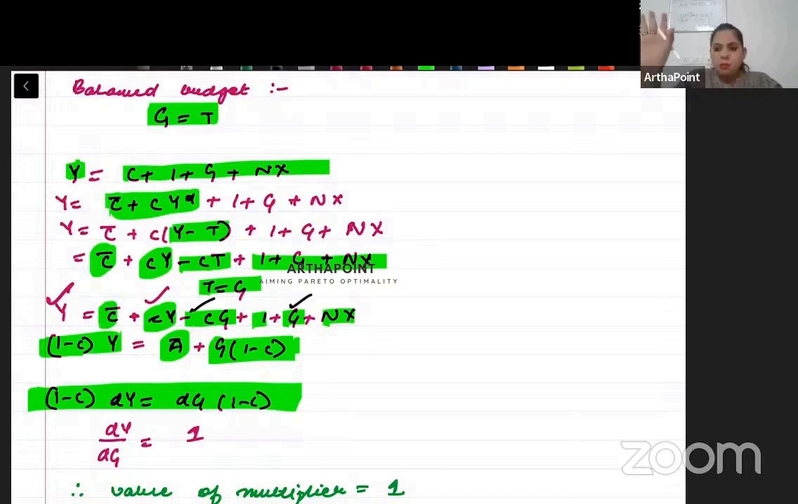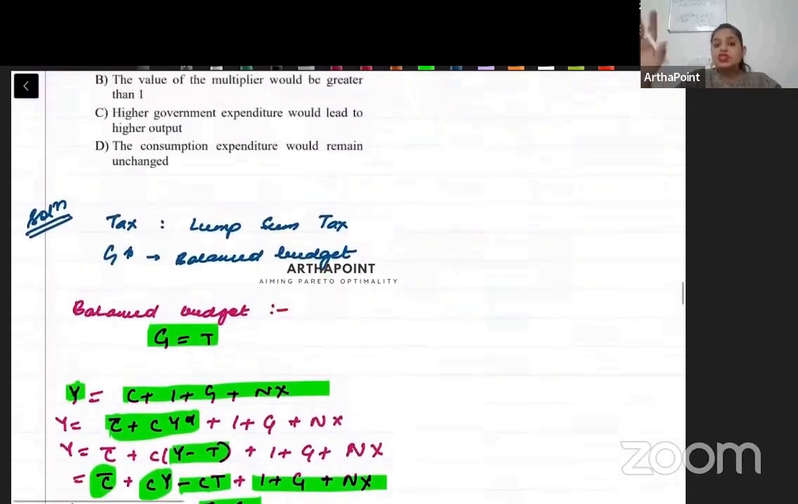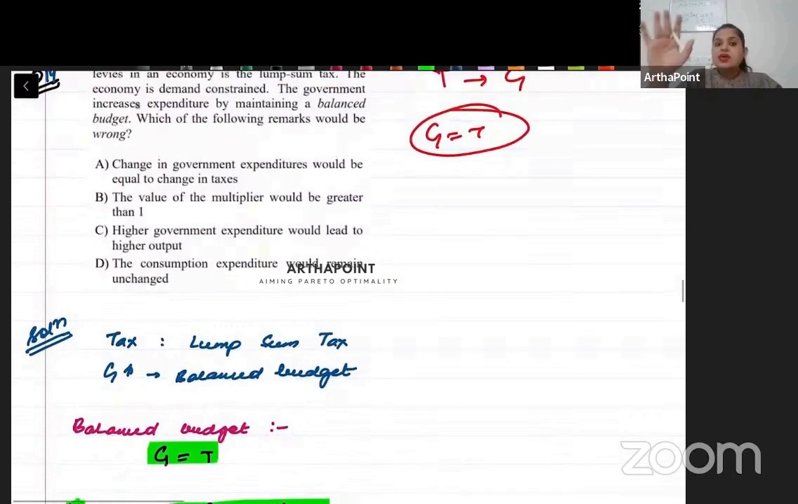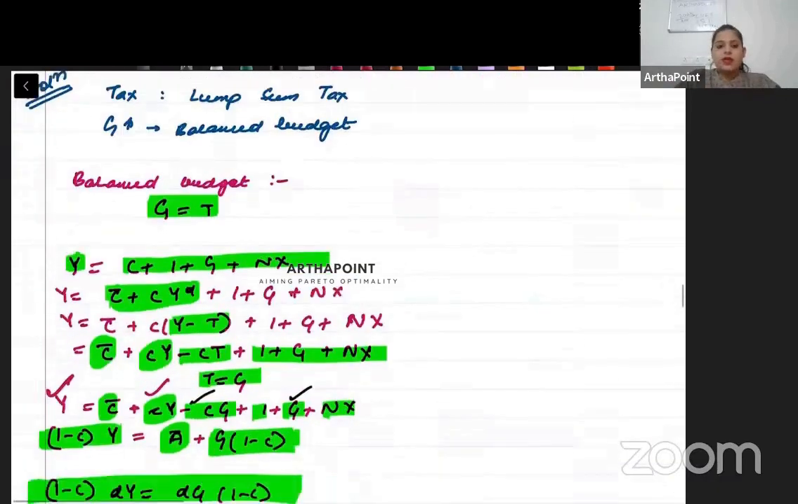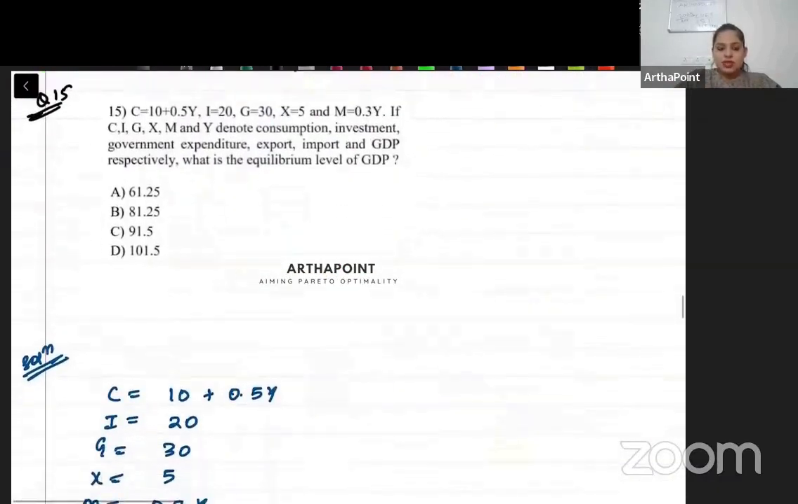We have proved this multiple times. So the value of balanced budget multiplier is 1, right? We know this. So which of the statement is wrong? That the value of multiplier is greater than 1. This is an incorrect statement. Okay, come to the next question.